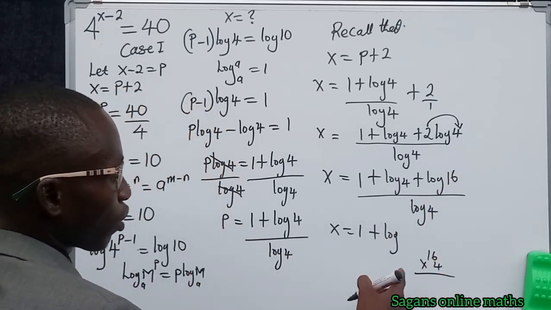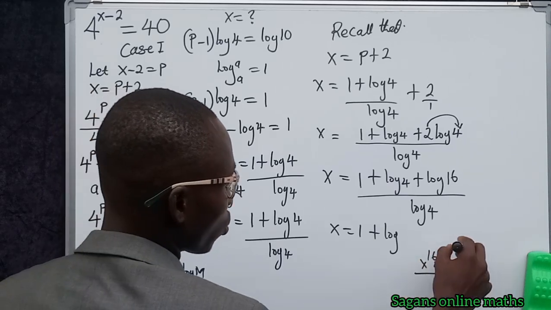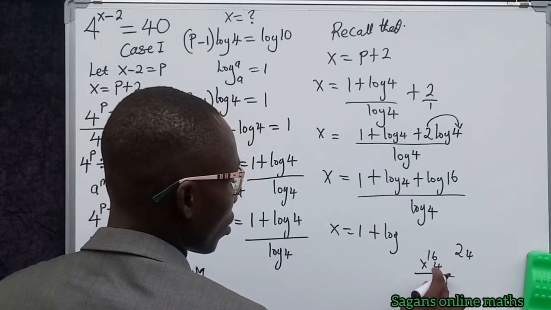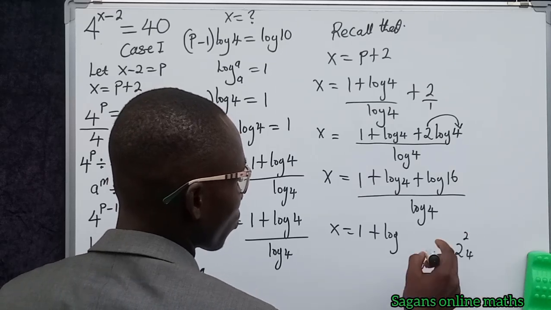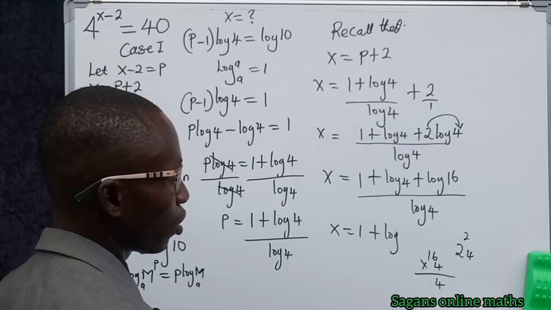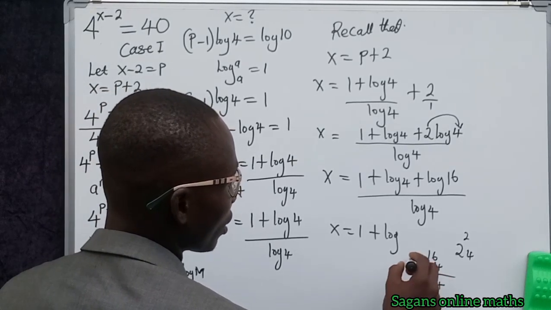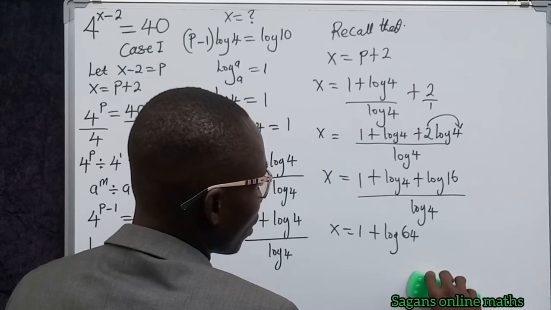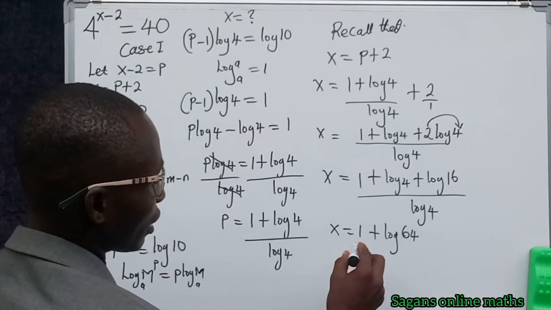So let's see 16 times 4. 4 times 6 is 24. Write down 4 and carry 2. 4 times 1 is 4, and this will give us 64. So what is here is 64. So we can remove this from here quickly. Okay, beautiful. Now divided by log 4.